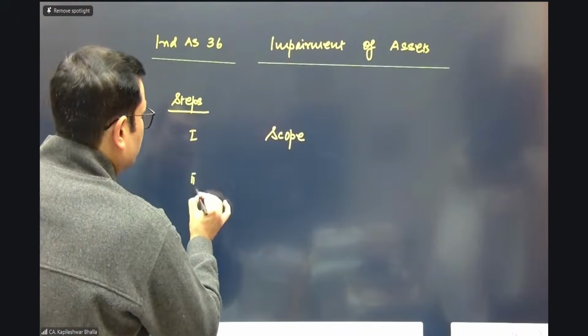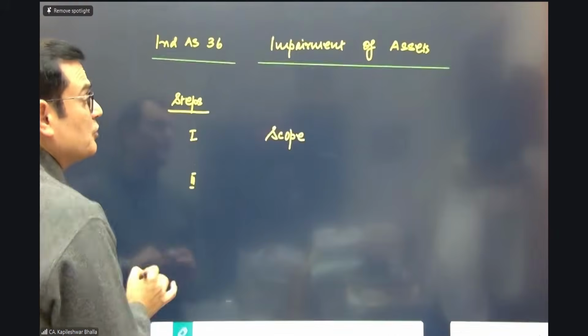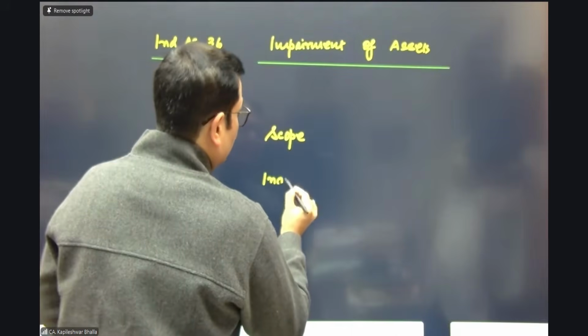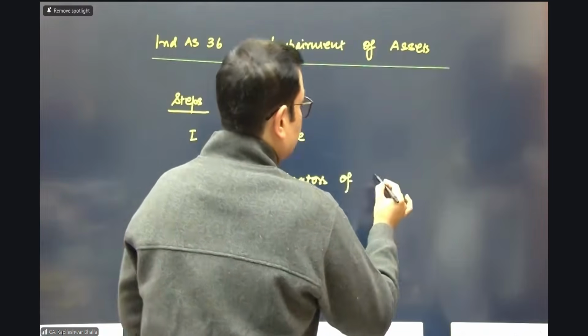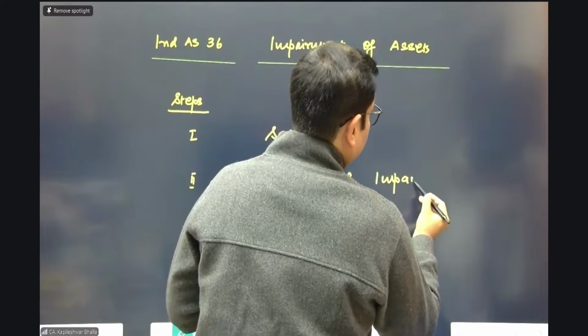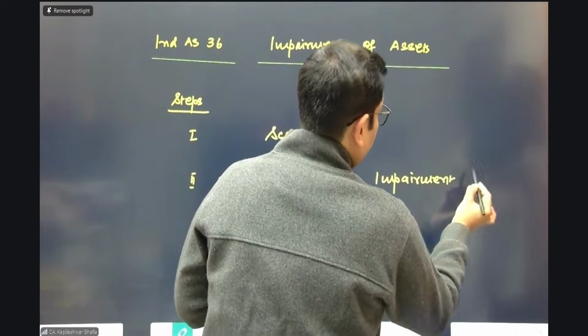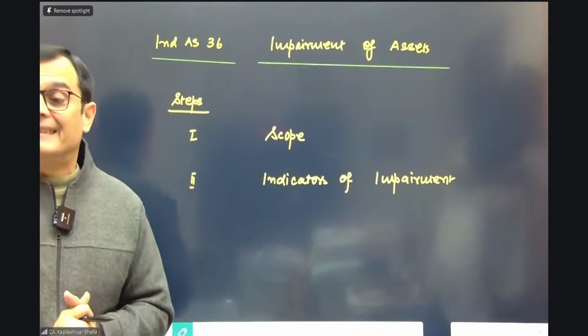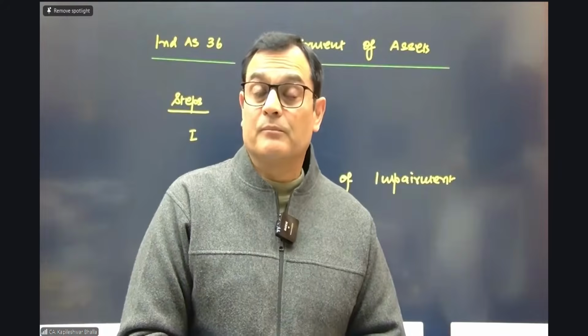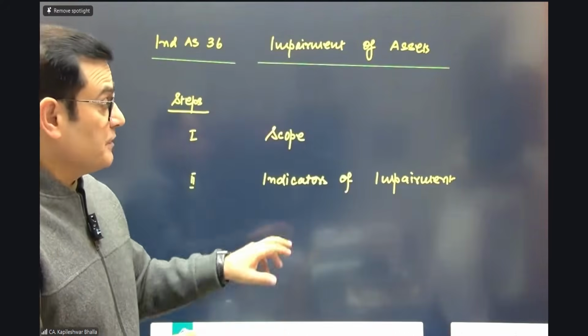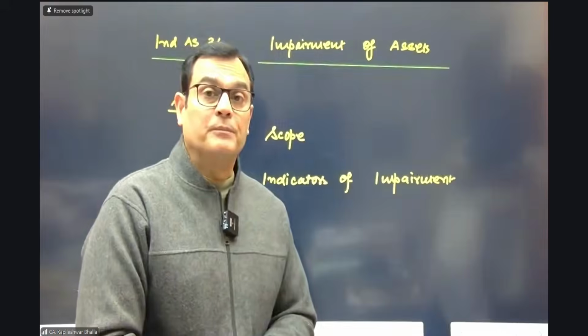The second step is, once you've seen that you are in the scope of the standard, to see that there are indicators of impairment. Because unless and until there are indications of impairment, we are not going to trigger this standard. But you also know that there are certain exceptions where the indications need not be present. So we need to be very crystal clear about what the indications are and what the exceptions are where the indications are not to be seen.